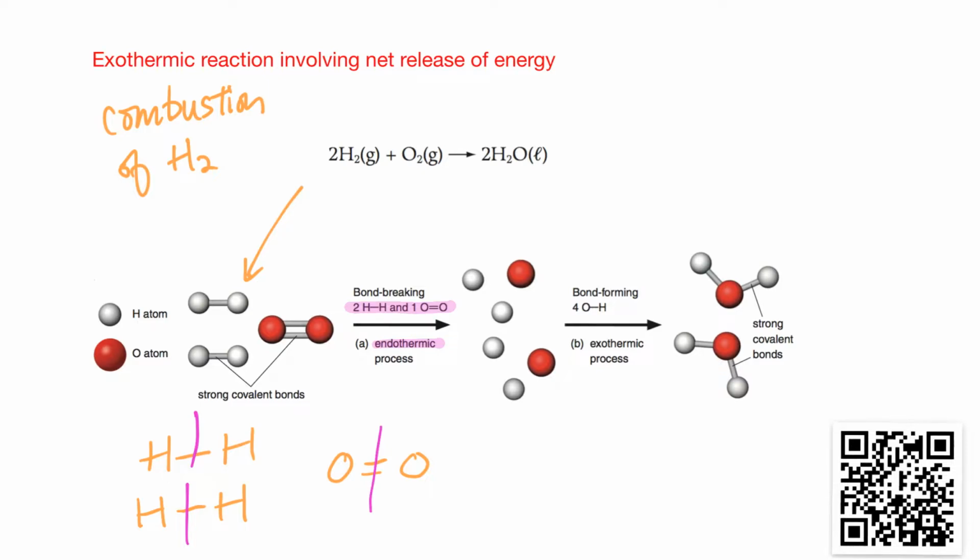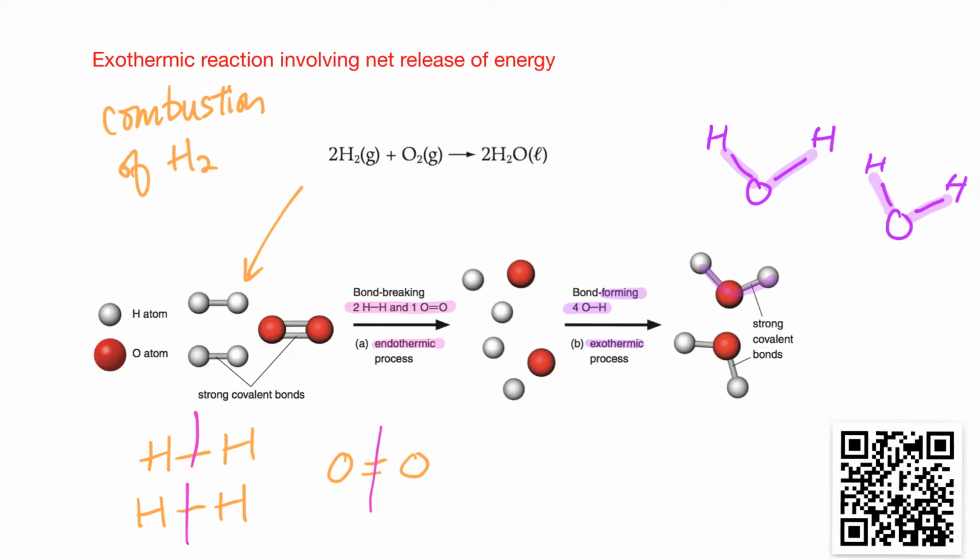In the next step, we're going to form the O-H bonds. Because we are forming two water molecules, in total we will have 4 O-H bonds. So in the formation, we're going to form 4 O-H bonds. We have to count them. And in this process, because bond forming is an exothermic process, this is how we have a reaction to occur.